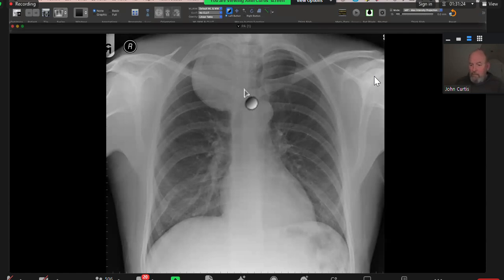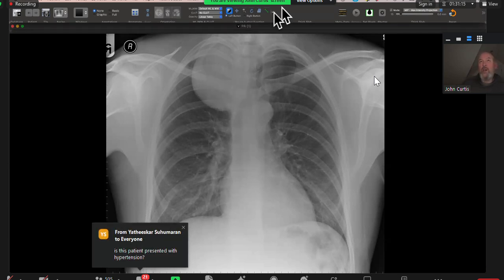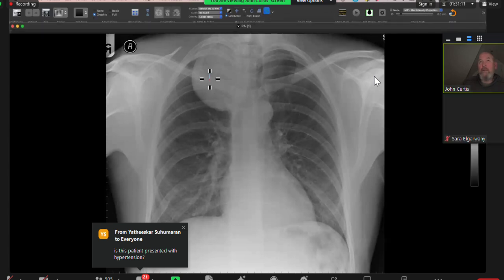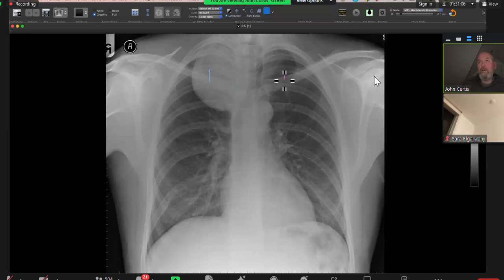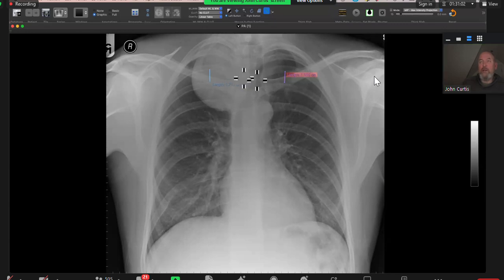And the important thing here is that you look for splaying of the ribs. Now, you could argue that there's a little bit of splaying of that rib compared to, say, the other side. Yeah, it's not much, but it's there. So posterior lesions tend to splay the ribs as well. So it's always worth mentioning that to the examiner if you can.